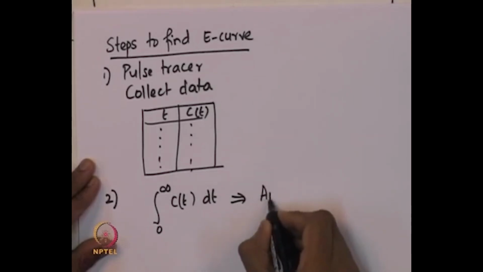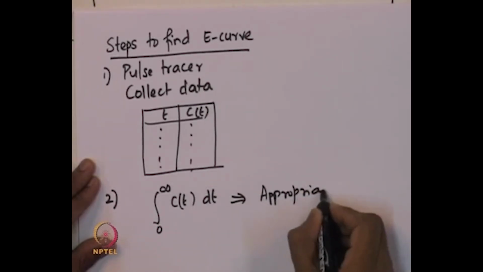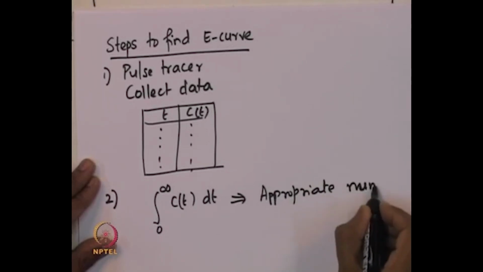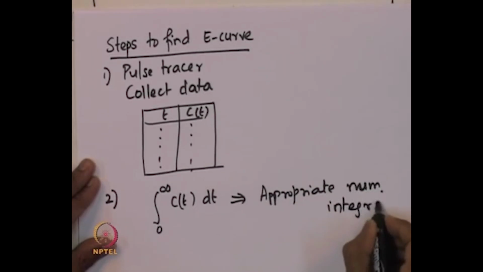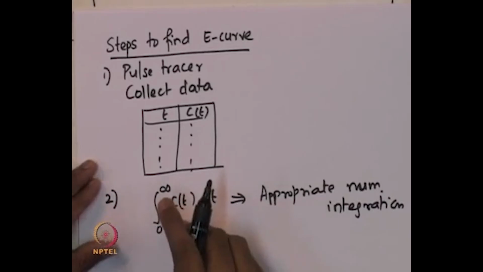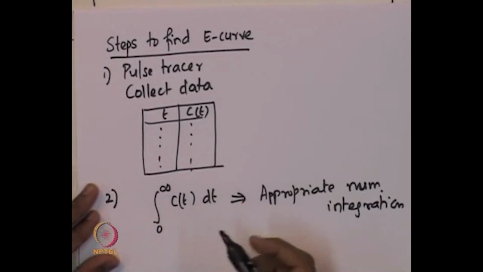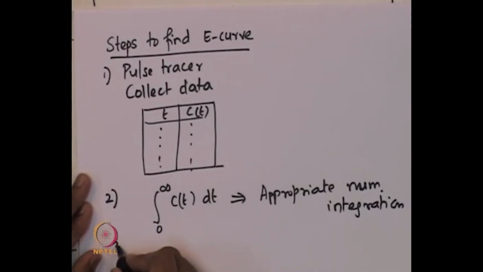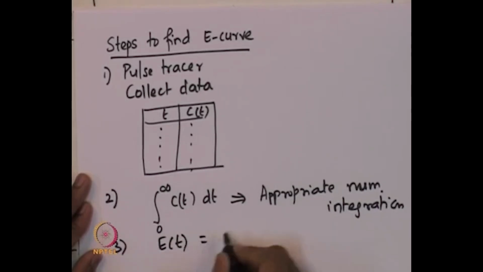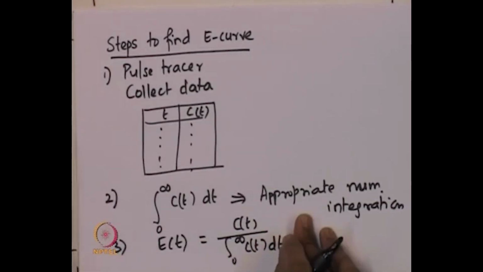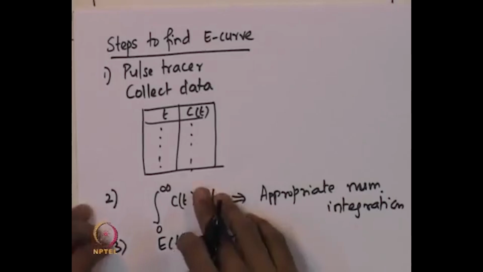by using an appropriate numerical integration scheme. By using appropriate numerical integration, one can find the integral between 0 to infinity of C(t) dt, which is the area under the C curve. The last step is to find E of t, which is C(t) divided by the integral from 0 to infinity of C(t) dt, that is, the area under the curve. So, these are the three steps that have to be followed in order to find the E curve.